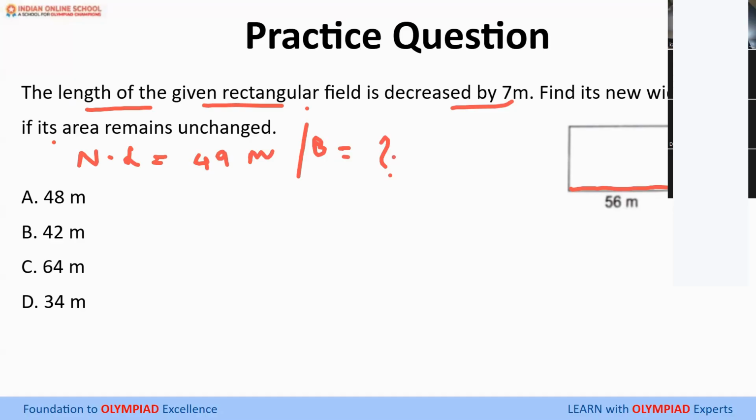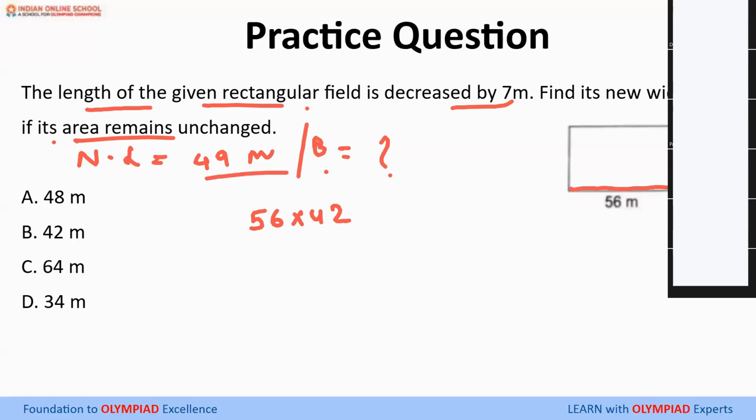According to the question, the scenario provided to you is that when you are changing the length and the breadth is changed as well, the area is still unchanged. So what's the area of the old? 56 times 42. Right? What's the area of the new? 49 times question mark. And according to the question, both of them are the same. They are equal. Isn't it, everyone? So what's the question mark? You don't actually have to multiply.